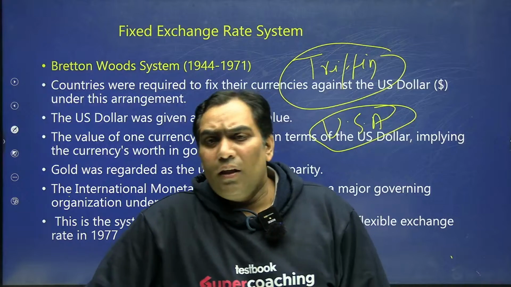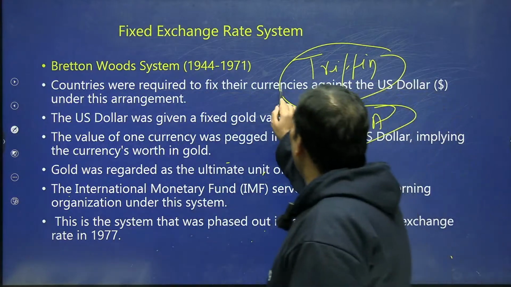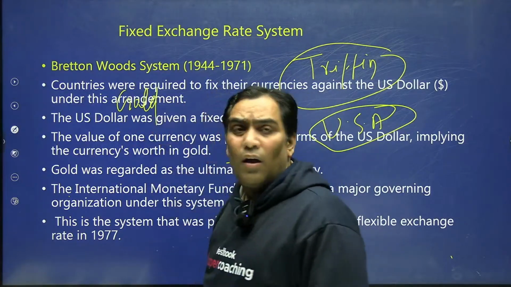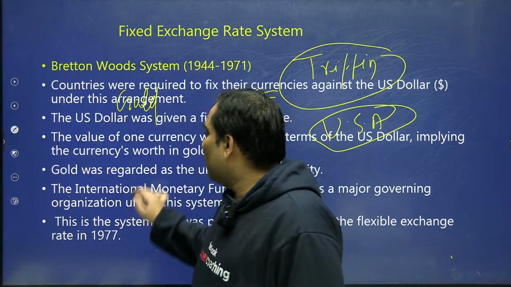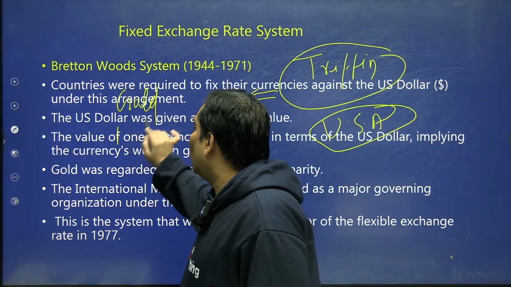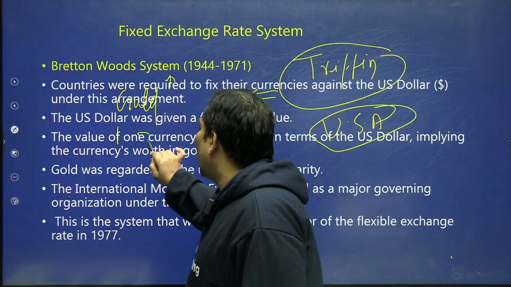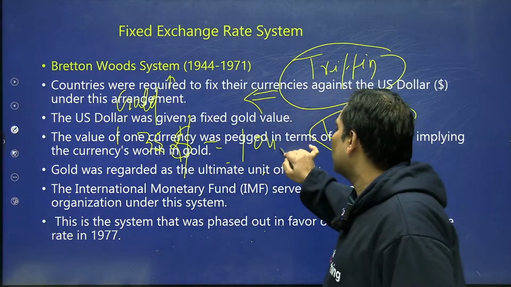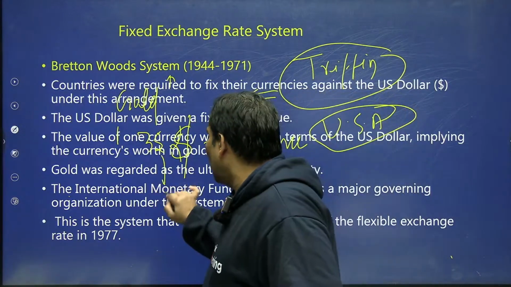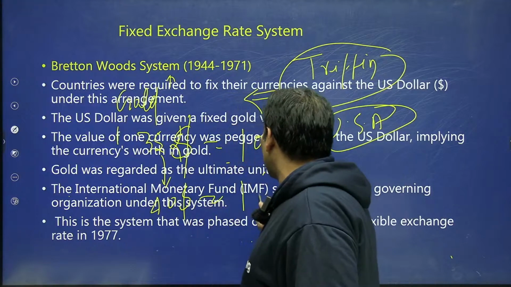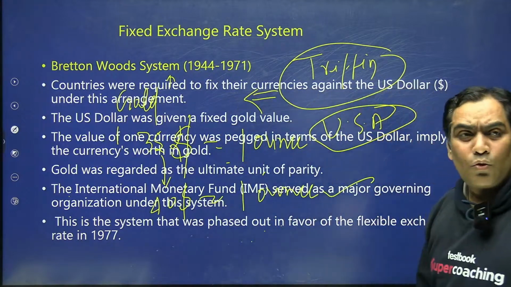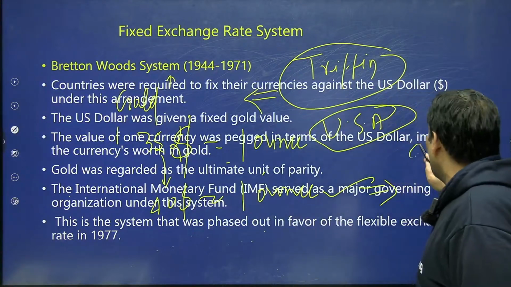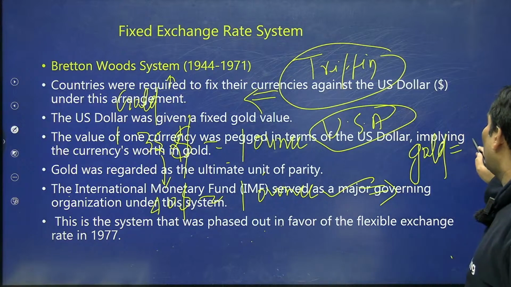Please try to understand that Mr. Triffin was of the opinion that gold is a finite commodity. So in future the value of gold will increase. Currently it is $35 equal to 1 ounce. In future it may be $40 equal to 1 ounce. So the countries will exchange the gold for dollars.